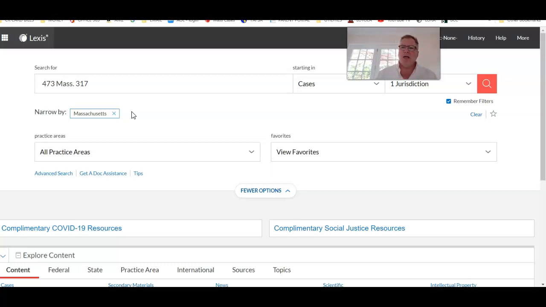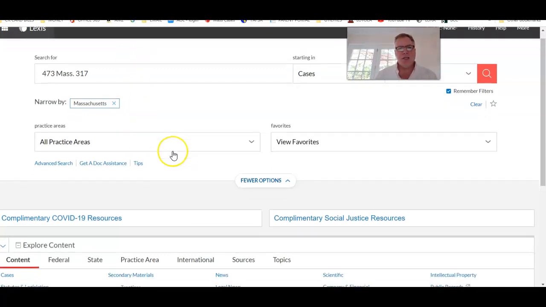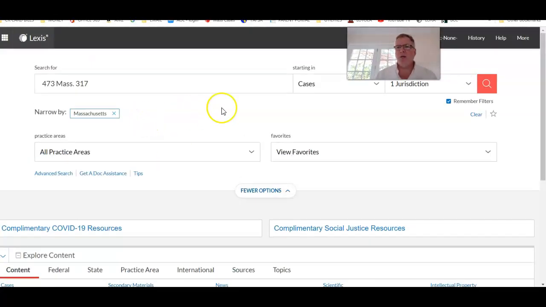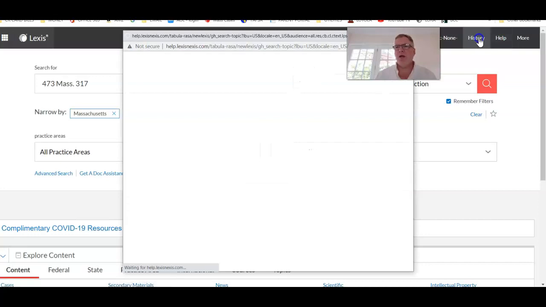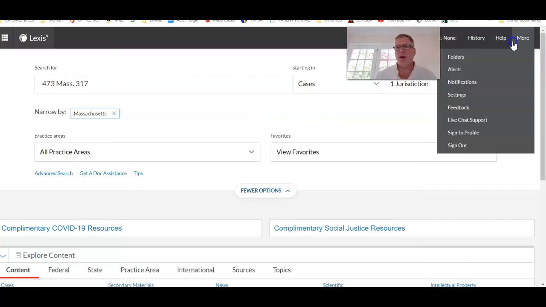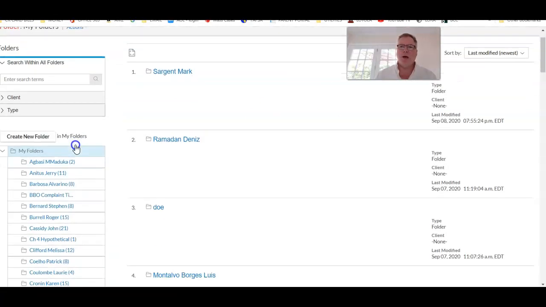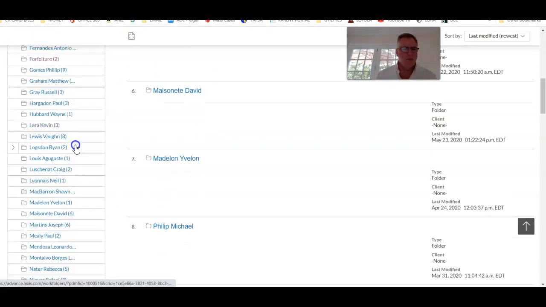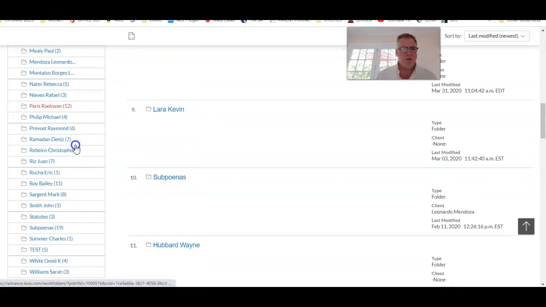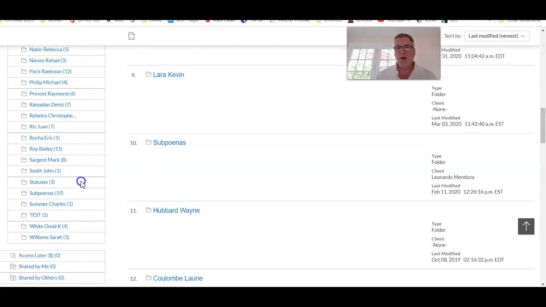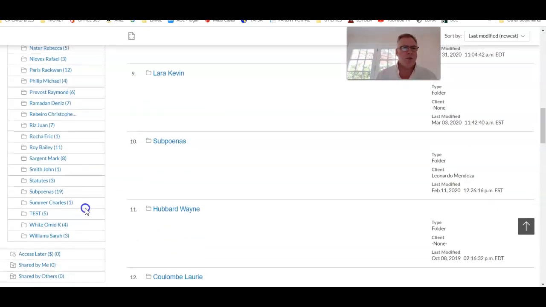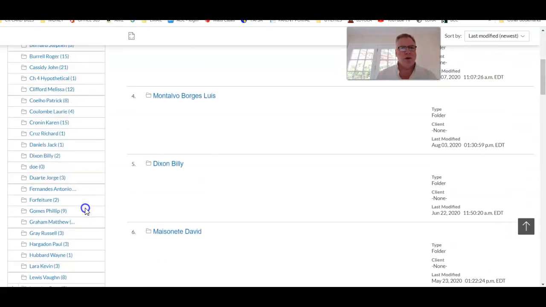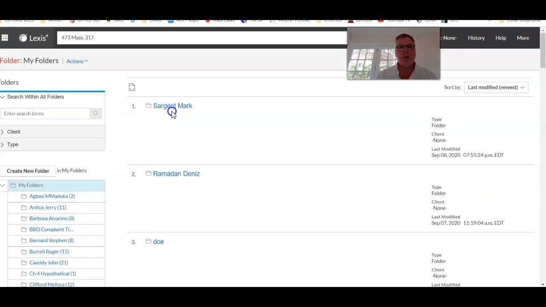We are at the homepage of Lexis here. You should go to the homepage of Lexis. What I'm going to do here is go to my history on the more button. I'm going to open up the folders. I'm going to go to my Mark Sargent folder. I think I asked you to create one for him. You should be following along with me. I'm going to open the Mark Sargent folder. It actually appears at the top here.